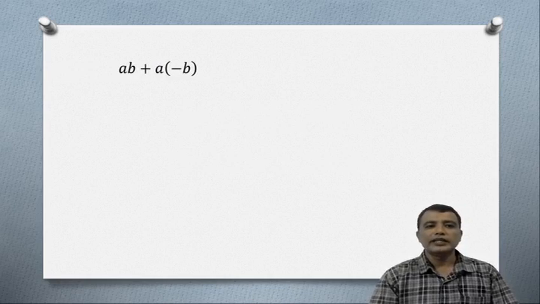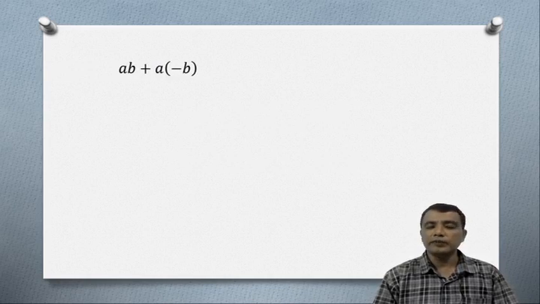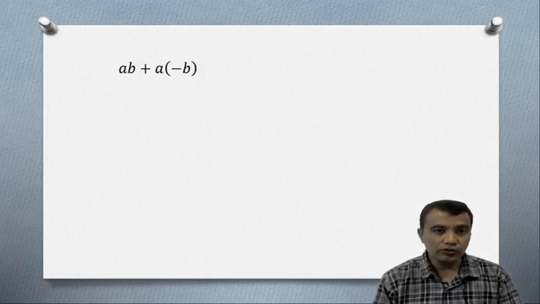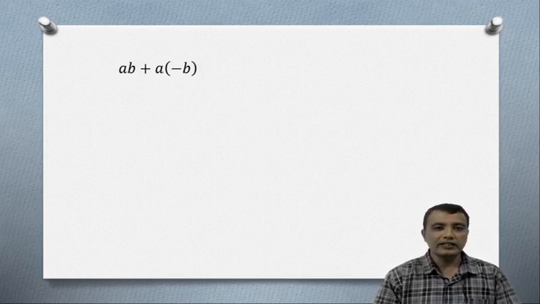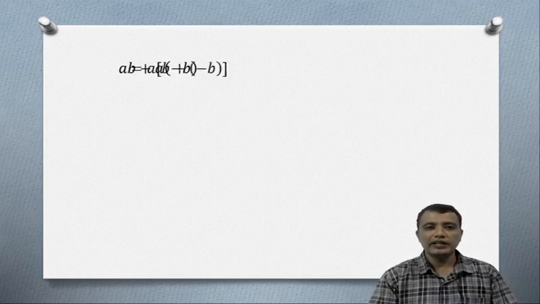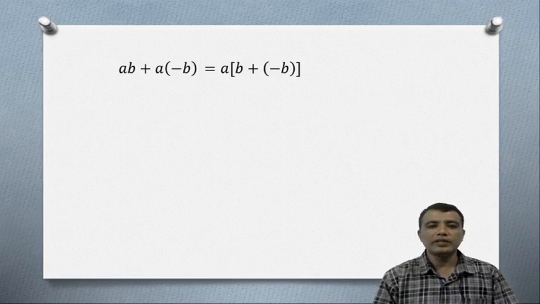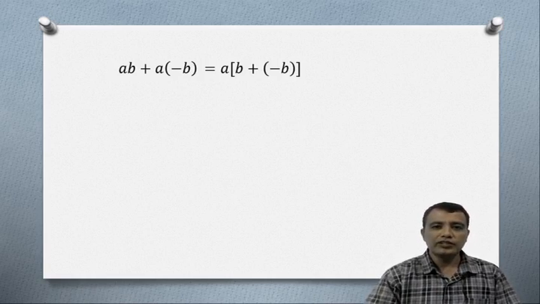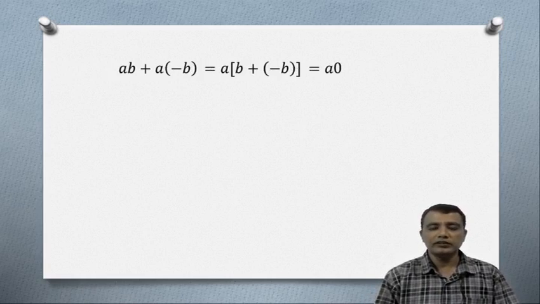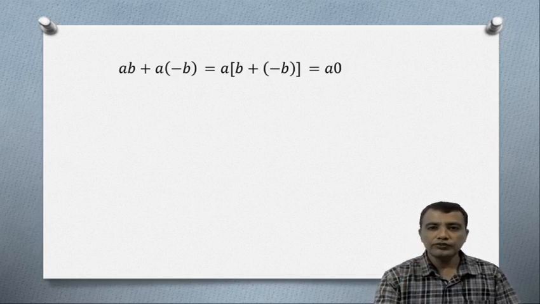Consider AB plus A into minus B. Now in a ring R, distributive property holds, so we can take that A as common factor and we can write this as A into B plus of minus B. Now B plus of minus B is 0, so A into 0. But now, just now we proved A into 0 is equal to 0.